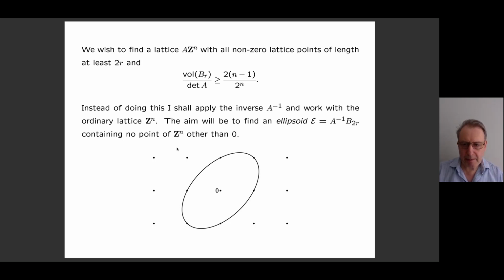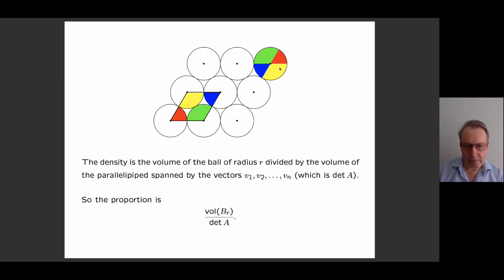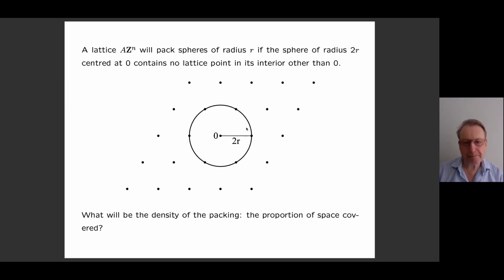Here it is. But now you see the aim will be to find not a ball, which contains no lattice point in its interior other than the origin, but to find an ellipsoid, the image of the ball of radius 2r under this inverse matrix. So if we can find an ellipsoid, and it has this property that the only integer lattice point in its interior is the origin, then we'll have a picture which we could, as it were, transform back into this one, the one that we actually care about, or perhaps this one really here.